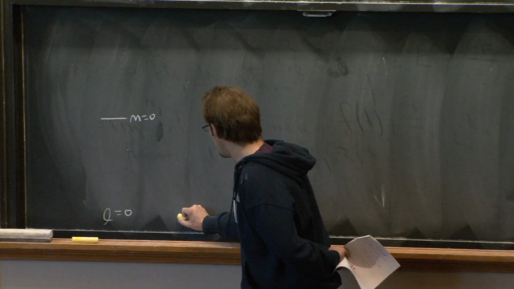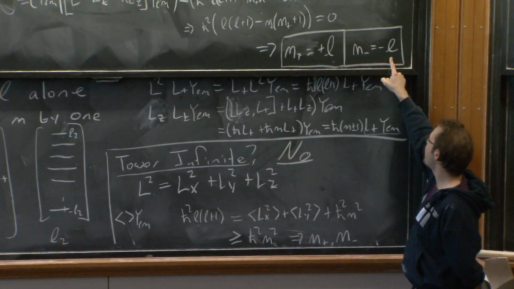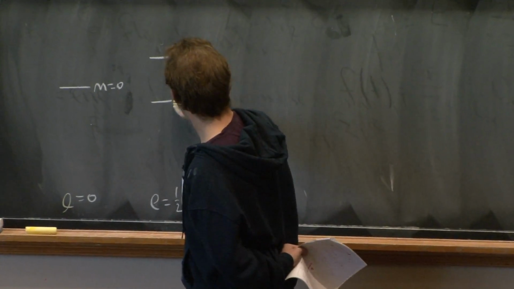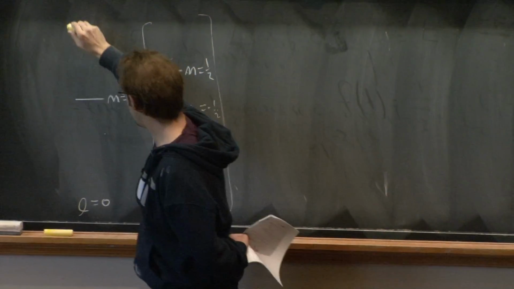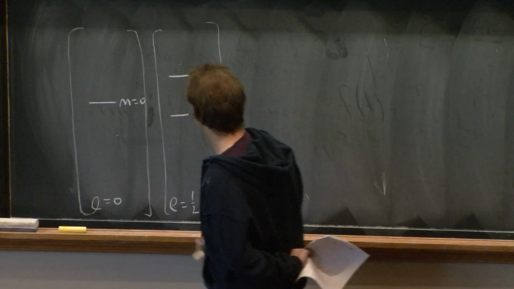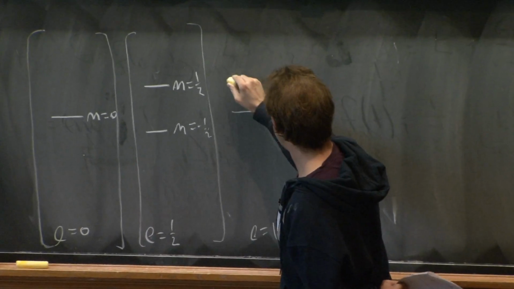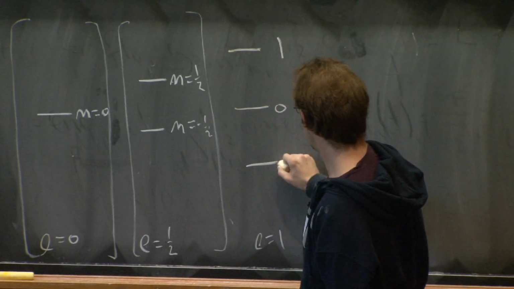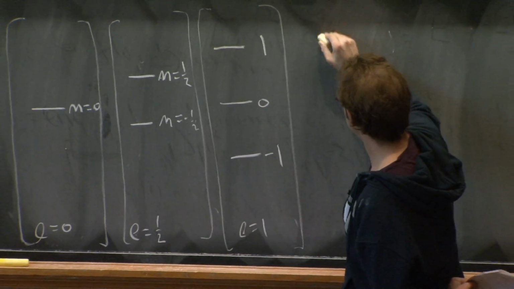If L is equal to the next possible value, 1/2, then M can be either 1/2, or we lower it by 1, which is minus 1/2. So there are 2 states: M equals 1/2 and M equals minus 1/2. So there's one tower. It's a very short tower. This is the shortest possible tower. And then we also have the state L equals 1, which has M equals 0, M equals 1, and M equals minus 1. And that's it. And so on and so forth.